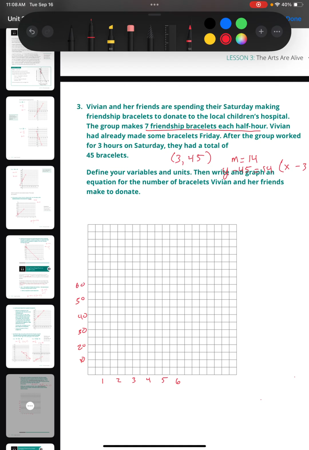All right, let's try that again. Starting at 3, 45 would be here. And then going up 14 would be up almost 3 grid lines, because 3 grid lines is 15, and then right 1. So it's right there. So it becomes more of an approximation when you're graphing that. But there's about what our line should be looking like for graphing a slope of 14. Up 14, right 1.